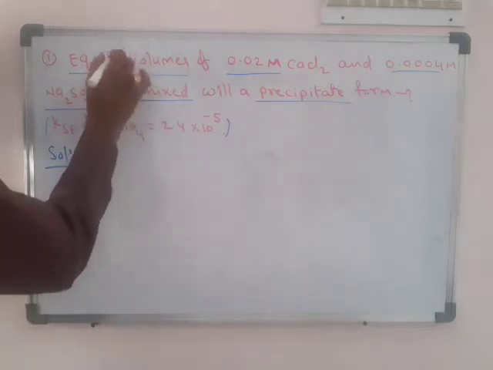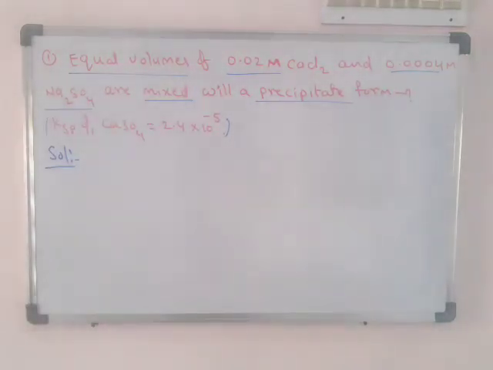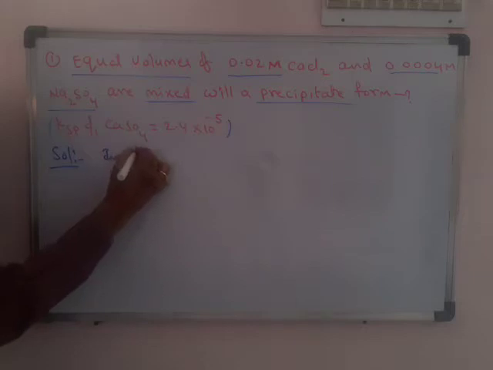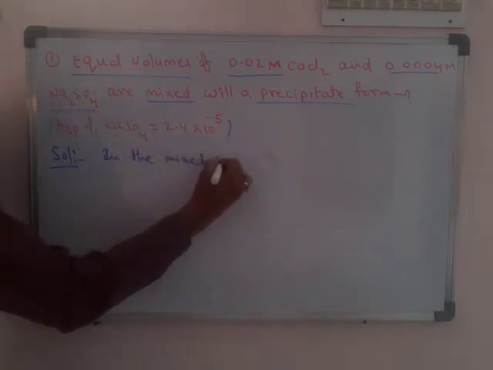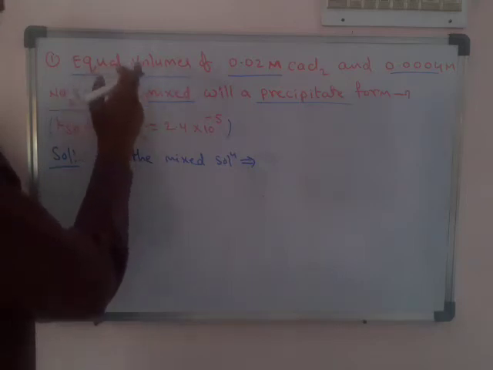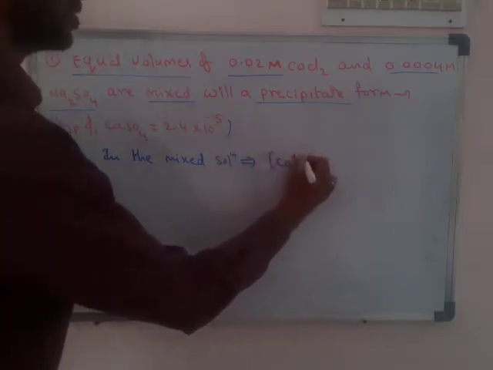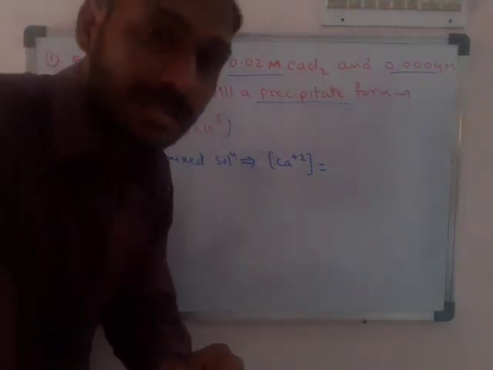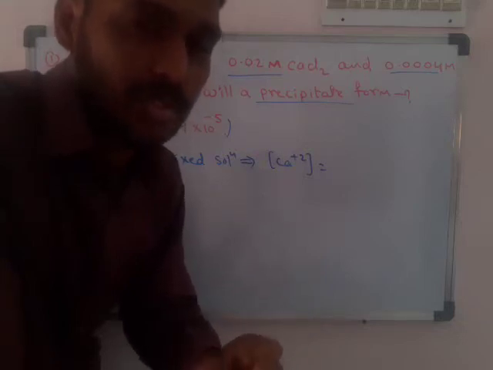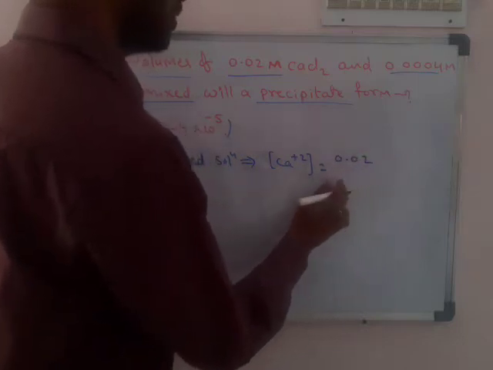Here, as it is given equal volumes, so what is the concentration in the mixture solution? After mixing, what is the volume? It becomes double, we can say V plus V or 2V, combining volume is 2V. So what is the Ca plus 2 concentration? We are calculating the ionic product. Ionic product means nothing but the product of the concentrations of those particular ions. So here Ca plus 2 concentration, actually it is 0.02.